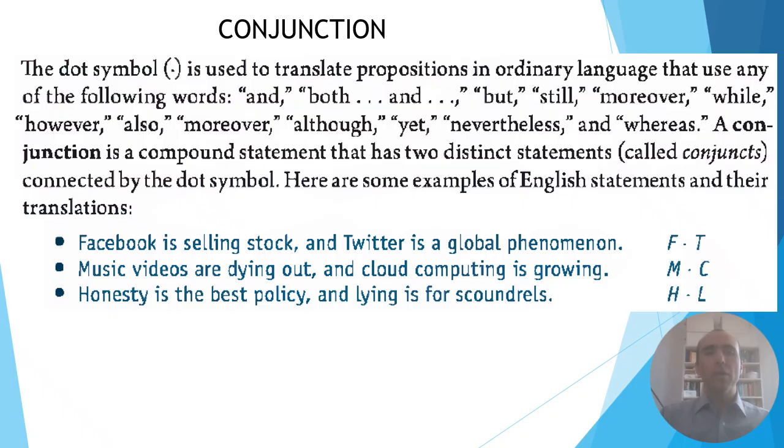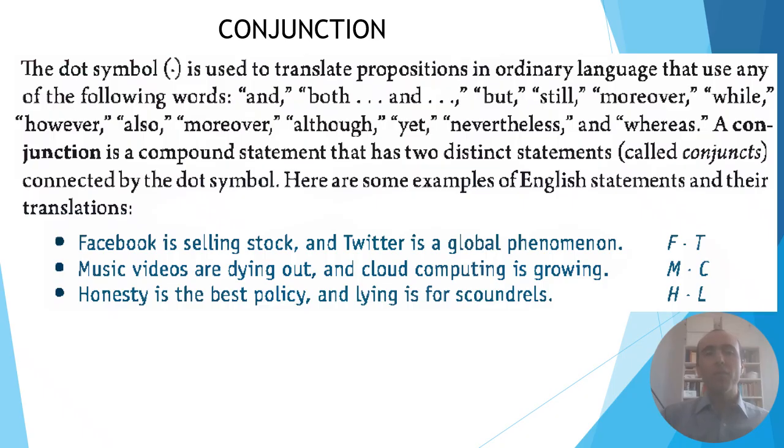The second logical operator is conjunction. The dot symbol is used to translate propositions in ordinary language that use any of the following words: and, both and, but, still, moreover, while, however, also, although, yet, nevertheless, and whereas. Observe that the connectors of contrast, such as however, although, yet, and nevertheless, are translated in propositional logic as a conjunction. A conjunction is a compound statement that has two distinct statements, called conjuncts, connected by the dot symbol.